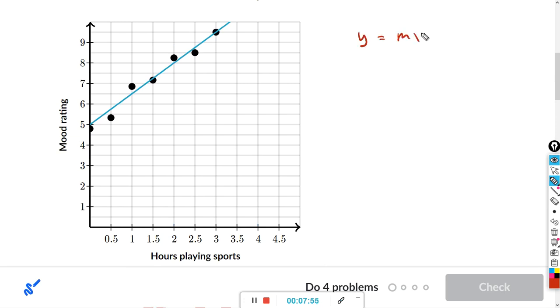y equals mx plus b. Okay. We know that m is the slope. And we know that b is the y-intercept. Okay, and remember the y-intercept b is where the line intercepts the y-axis. Okay, so this is the y-axis, this is the x-axis. Alright, so let's see. The y-intercept, we know that it's 5.